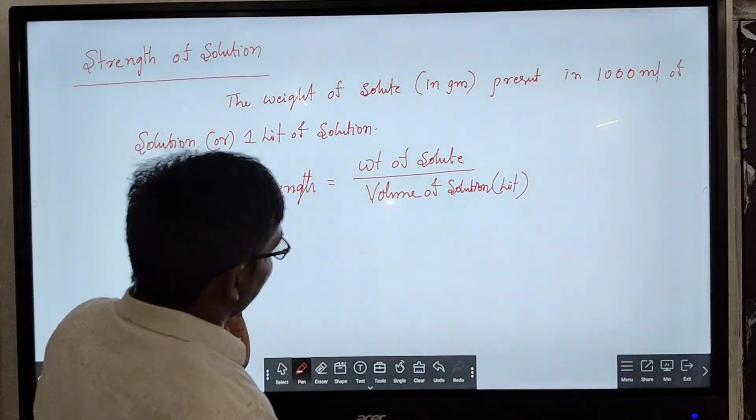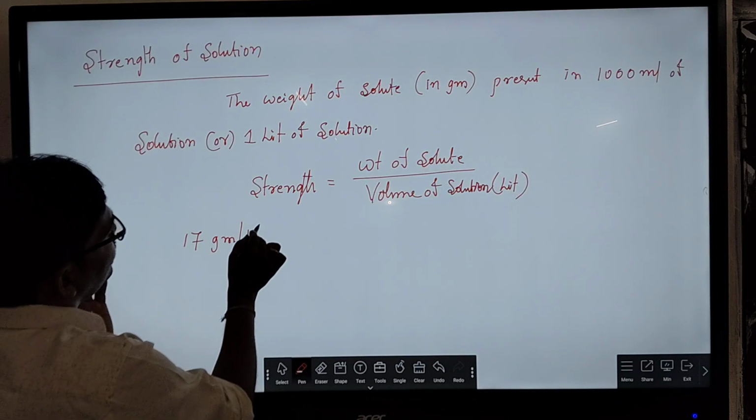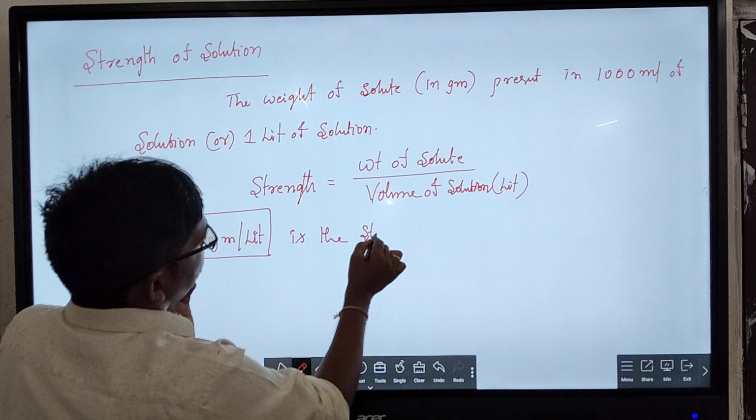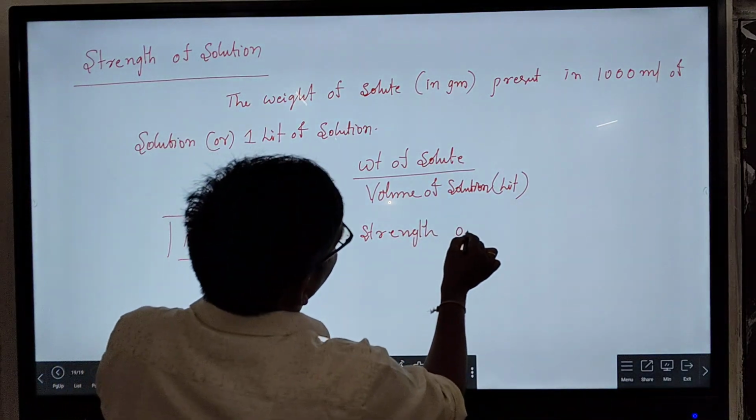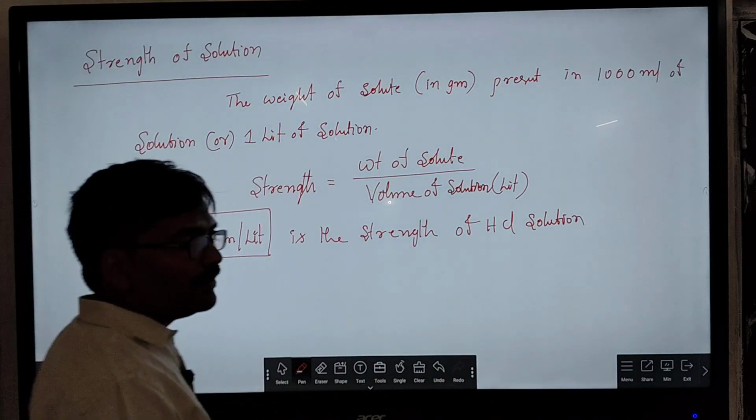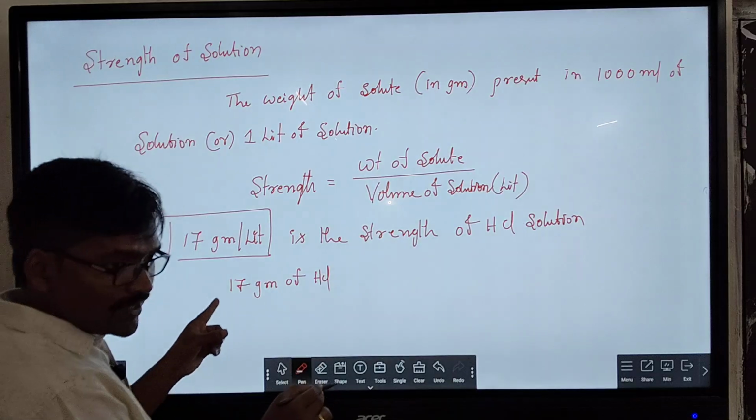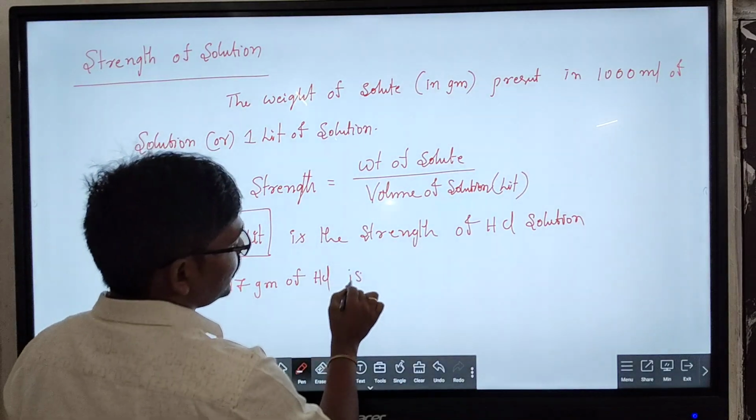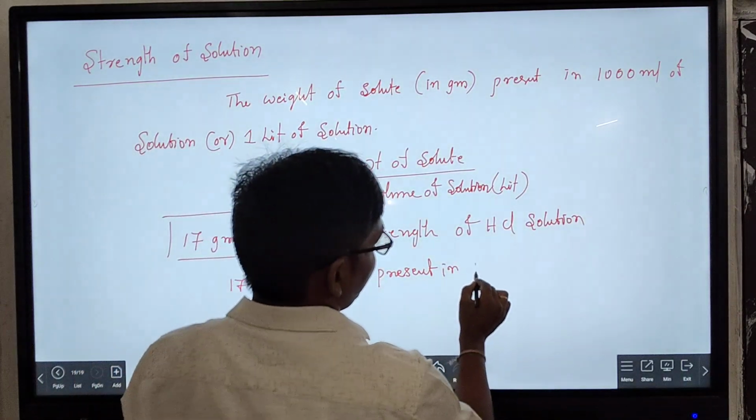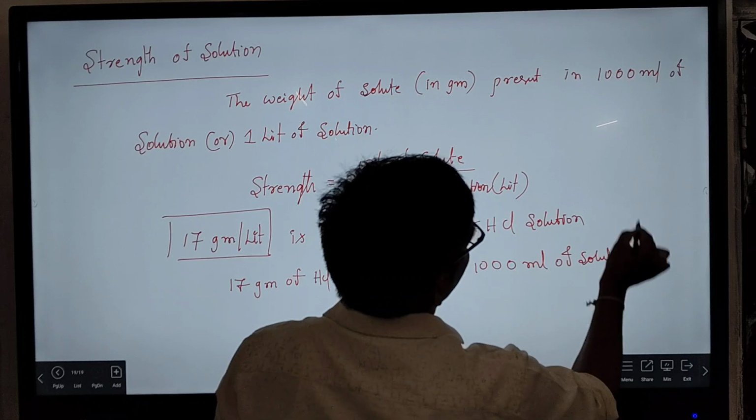So in case 17 grams per liter is the strength of HCl solution, then what does it mean? 17 grams of HCl by weight is present in 1000 ml of solution, or 1 liter of solution.